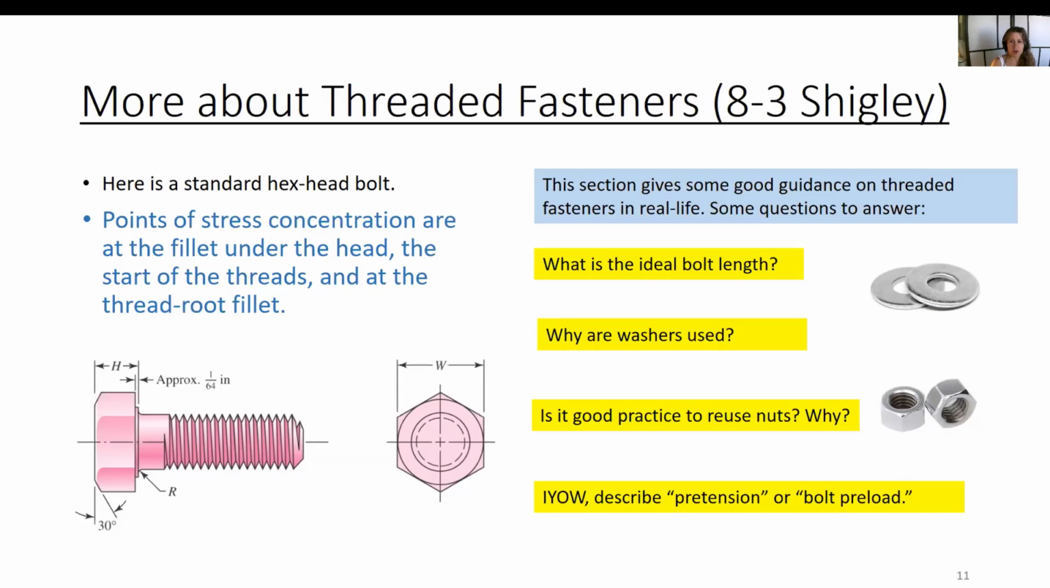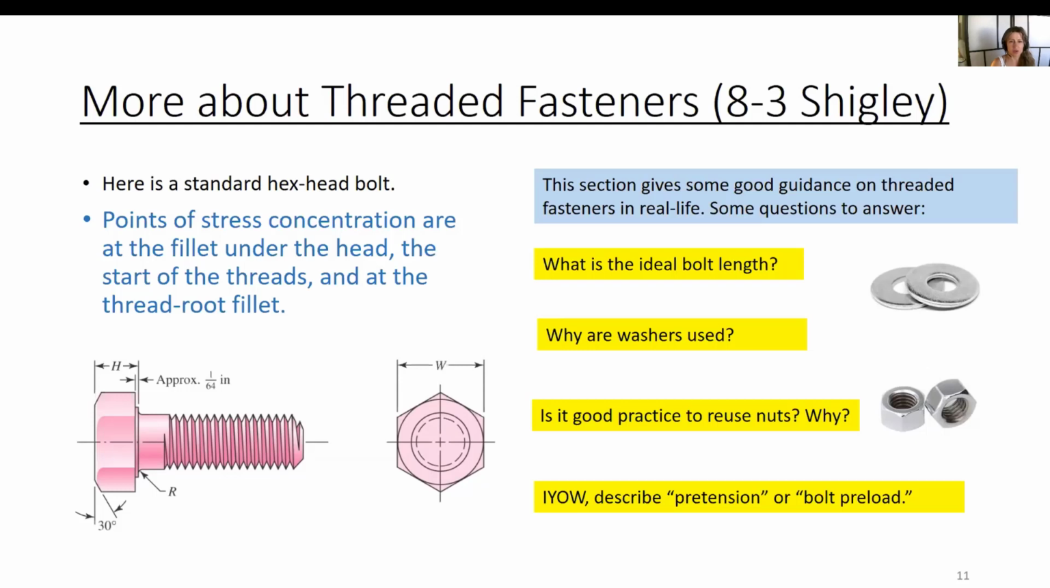So now for a little bit of random information about threaded fasteners. This is just a picture from the text of a standard hex head bolt. I want to point out points of stress concentrations. So there would be at the fillet under the head, the start of the threads, and at the thread root fillet. So stress concentrations still come into play with fasteners. Section 8.3 gives some good guidance on threaded fasteners in real life.